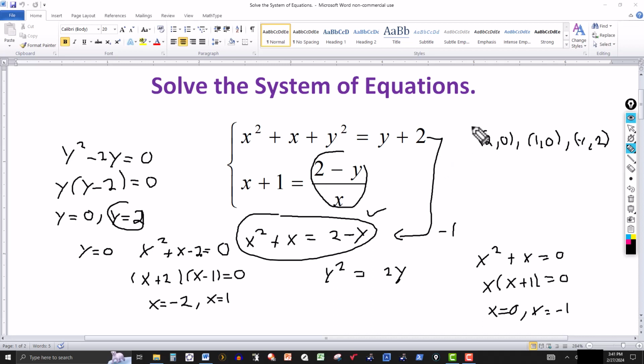So that's undefined. So the complete solution then, where the graphs intersect, I should say, are at (-2, 0), (1, 0), and (-1, 2), which of course represents the solution to this nonlinear system.